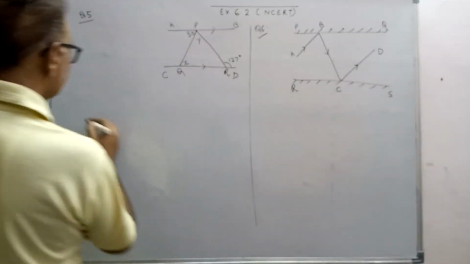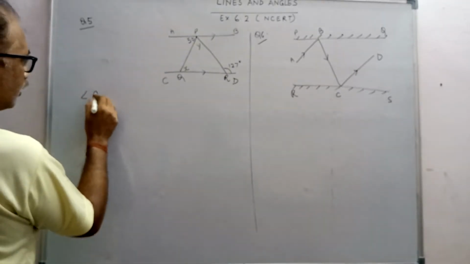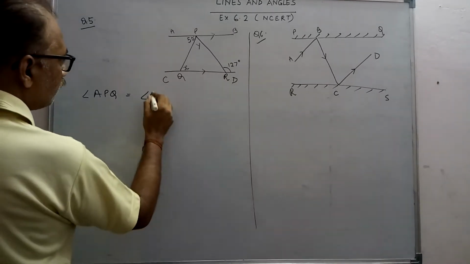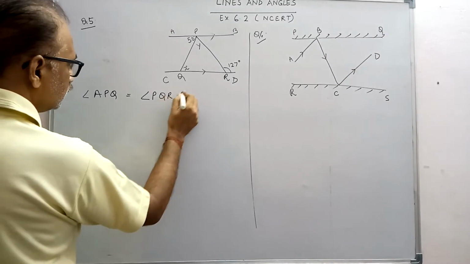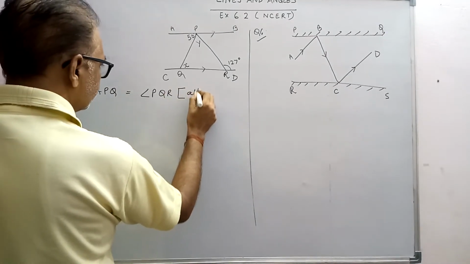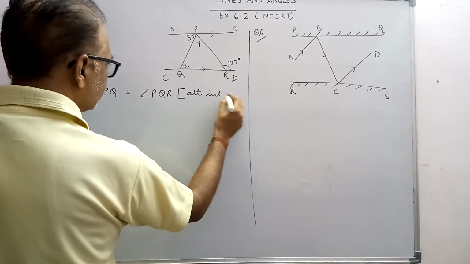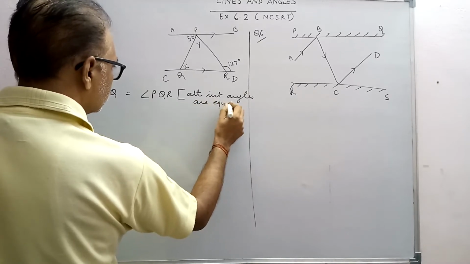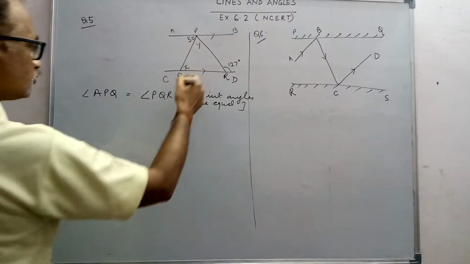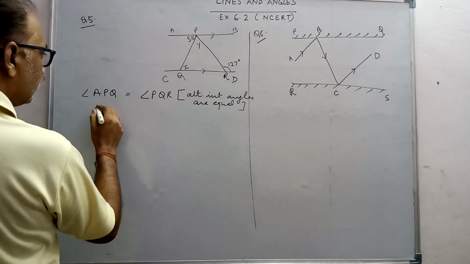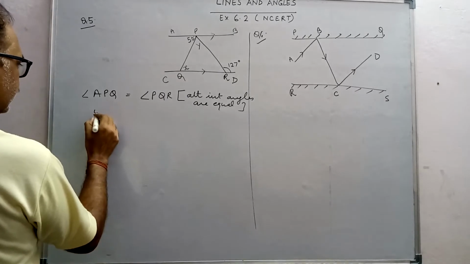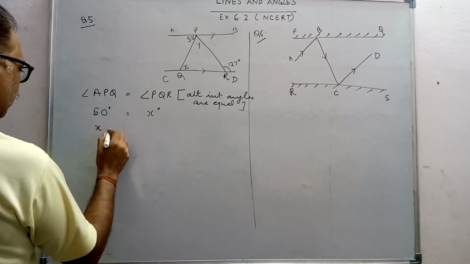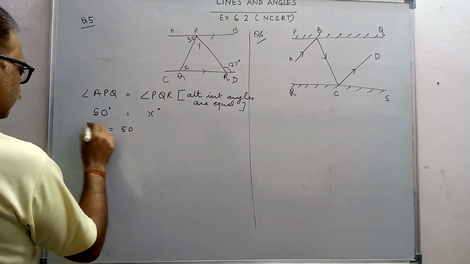So first of all, you see here, point number 1, angle APQ is equal to angle PQR. Reason, these are alternate interior angles, because this line and this line both are parallel, so a pair of alternate interior angles will be equal. So angle APQ is equal to 50 degrees and PQR is equal to X degrees. So X is equal to 50 degrees. First part done.